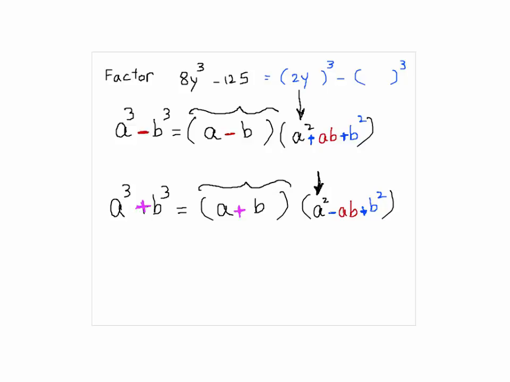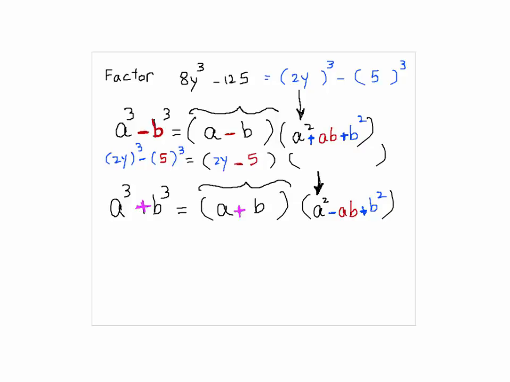What multiplied by itself 3 times gives you 125? 5. Okay. So yes, we do have a difference of cubed. So in this case, my A is 2y, and my B is equal to 5. So if I just follow this formula, everywhere you see A, you substitute 2y. Everywhere you see B, you substitute 5.